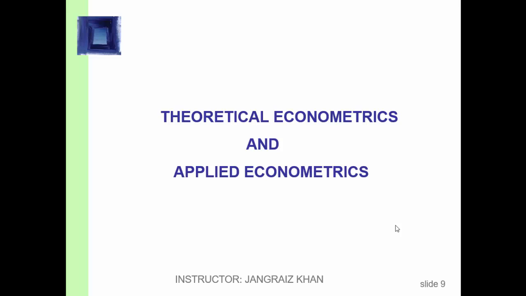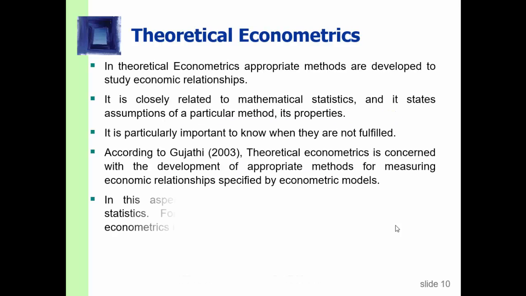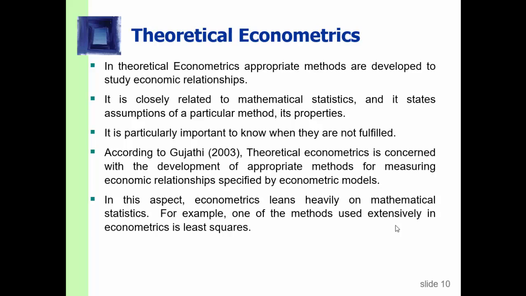Dear students, we can mainly divide econometrics into theoretical econometrics and applied econometrics. So let us discuss theoretical econometrics and applied econometrics in detail. In theoretical econometrics, appropriate methods are developed to study economic relationships. It is closely related to mathematical statistics and it states the assumptions of a particular method and its properties. It is particularly important to know when they are not fulfilled.